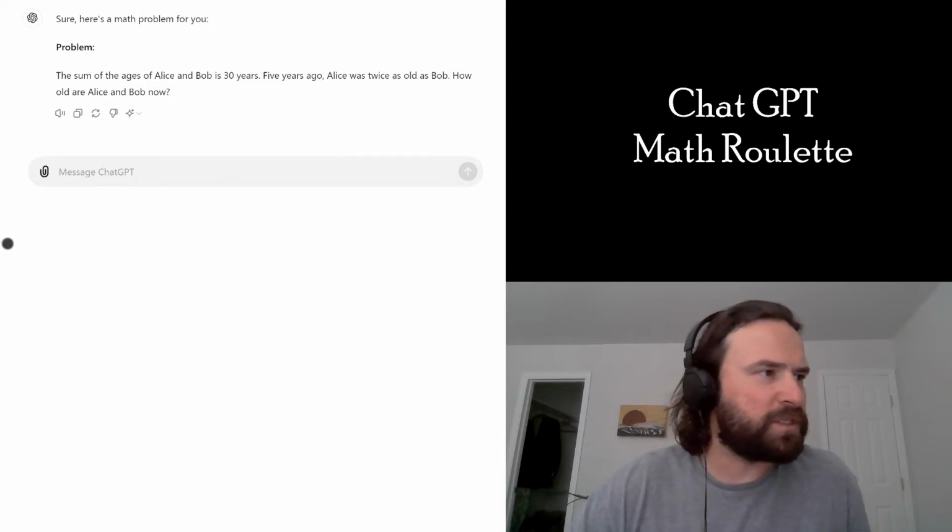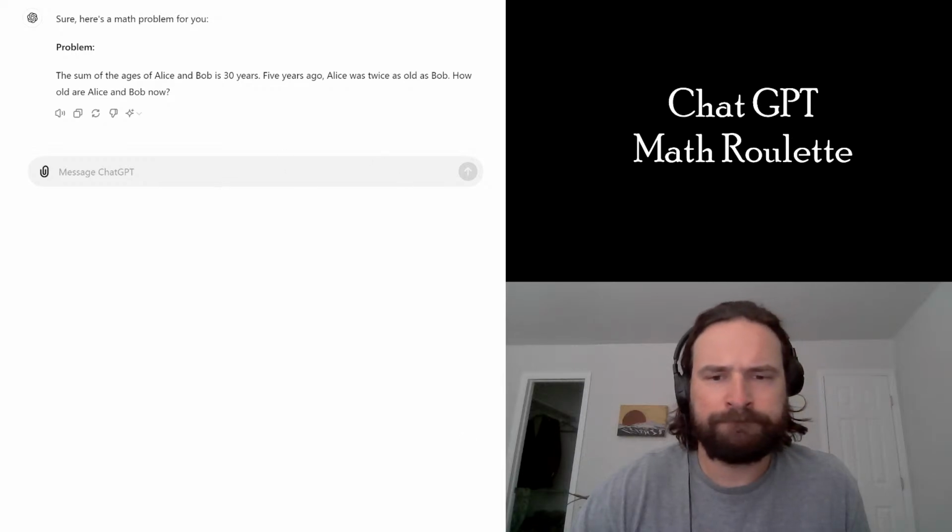So it says the sum of the ages of Alice and Bob is 30 years. Alice was twice as old as Bob. How old are Alice and Bob now? That doesn't seem to make any sense. Why does it say 5 years ago Alice was twice as old as Bob?